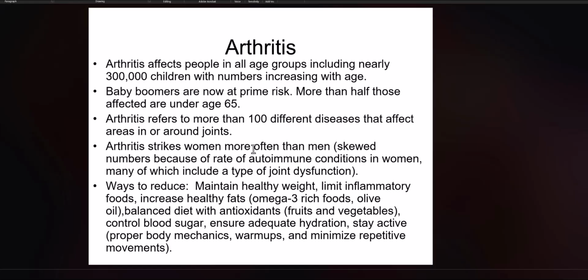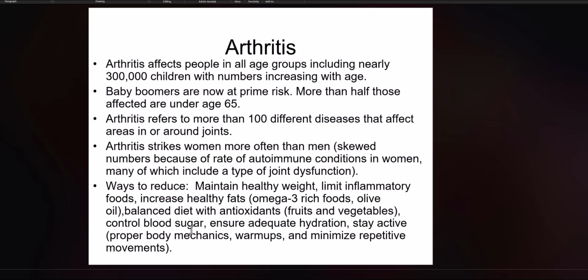How to reduce arthritic changes in our body? Well, number one, maintain a healthy weight. Don't put as much stress on the joints. Limit your inflammatory foods. Inflammatory processes are part of the arthritic changes. Increase your healthy fats. So, lubricating, think olive oil, think omega 3 rich foods. Eat a diet full of antioxidants. Remember, we talked about ROS, reactive oxygen species, and that fruits and vegetables are full of antioxidants. Well, those oxidants are also causing damage to our joints. So, keeping lots of antioxidants in our diet.